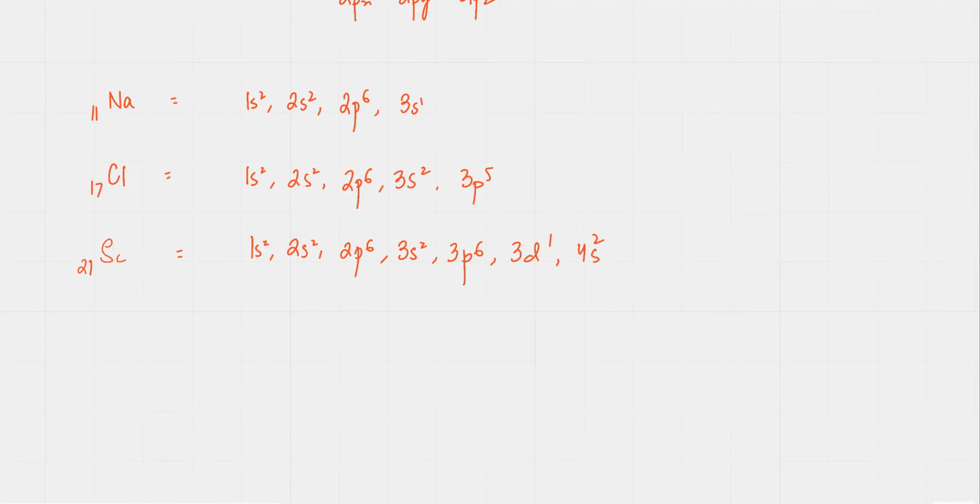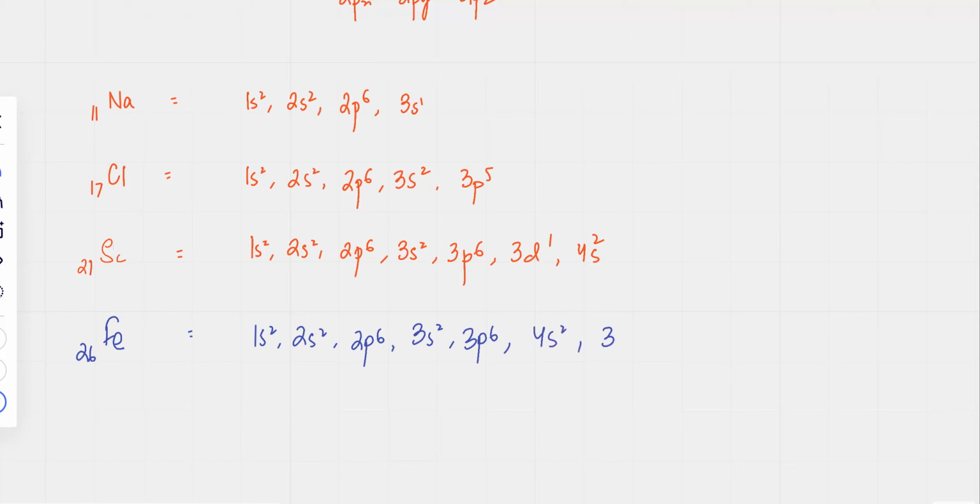So let's try and write iron now. What's the electronic configuration of iron? I think it's 26. So it's going to be 1s2. Then you have 2s2, 2p6. Then you have 3s2, 3p6, and 4. I mean, according to the table, 4s2 comes first, then followed by 3d.